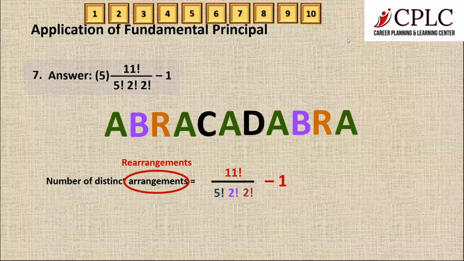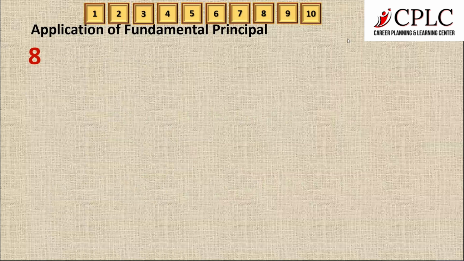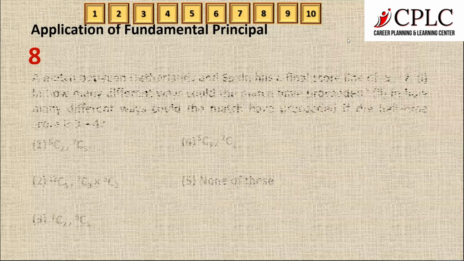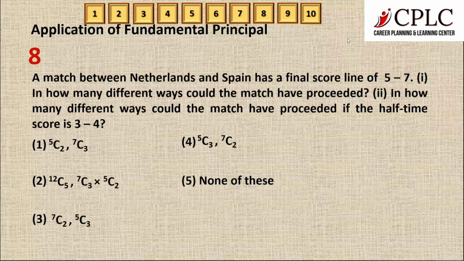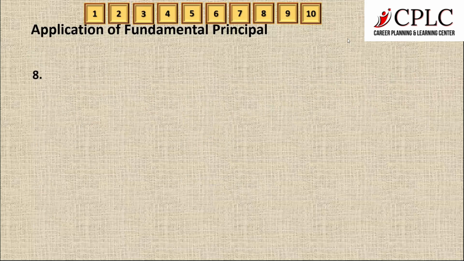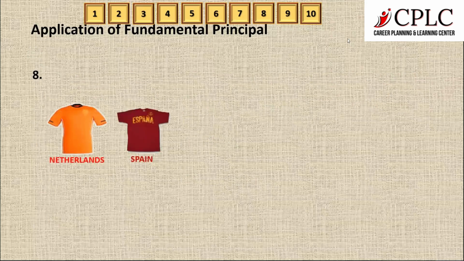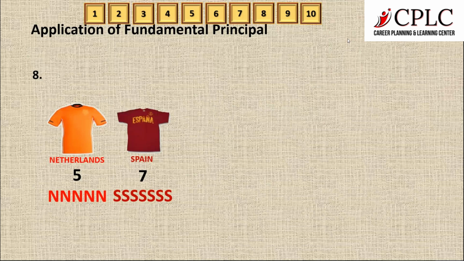Moving to the next question. A match between Netherlands and Spain has a final scoreline of 5-7. First sub question says, in how many different ways could the match have proceeded? Second sub question, in how many different ways could the match have proceeded if the half time score is 3-4? Now, there are two teams, Netherlands and Spain. Score is 5 of Netherlands and score is 7 of Spain. So let us assume that we have 5 N's and 7 S's.